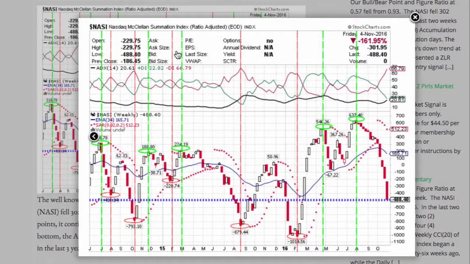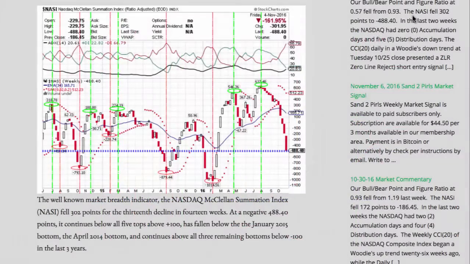The well-known market breadth indicator, the Nasdaq McClellan Summation Index, fell 302 points for the 13th decline in 14 weeks. At a negative 488.40 points, it continues below all 5 tops above plus 100, has fallen below the January 2015 bottom, the April 2014 bottom, and continues above all 3 remaining bottoms below minus 100 in the last 3 years.